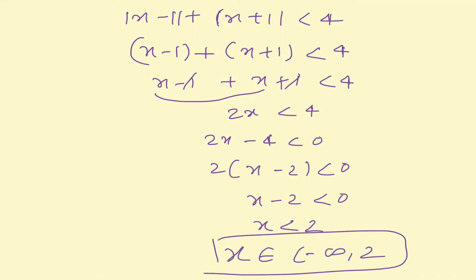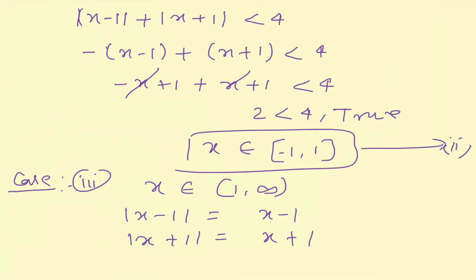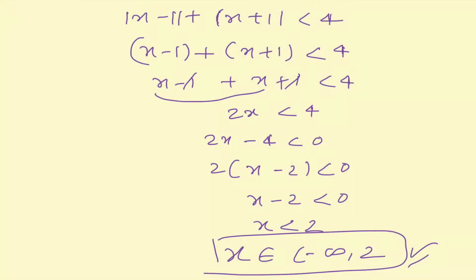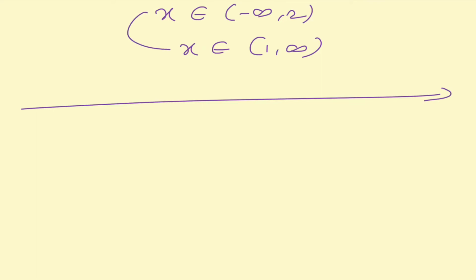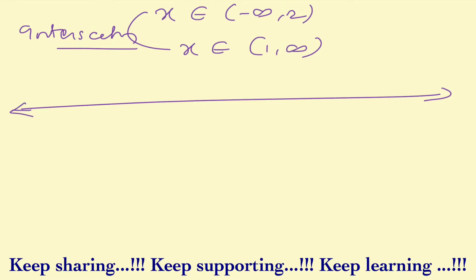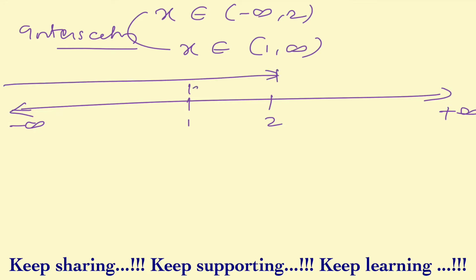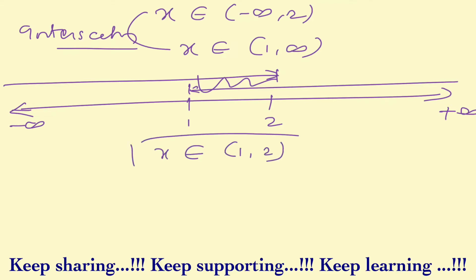So we need to take the intersection of this thing and this thing, when x is from 1 to infinity and minus infinity to 2. So x belongs to minus infinity to 2 and x belongs to 1 to infinity. We need to take the intersection, and the common part is x belongs to 1 to 2. That is the third case.